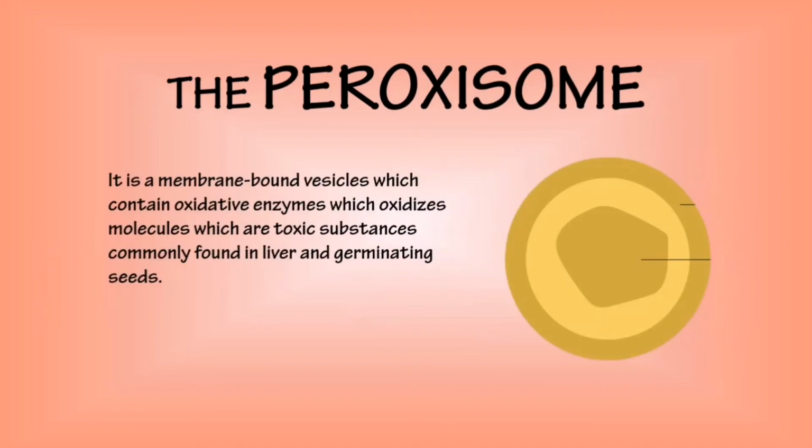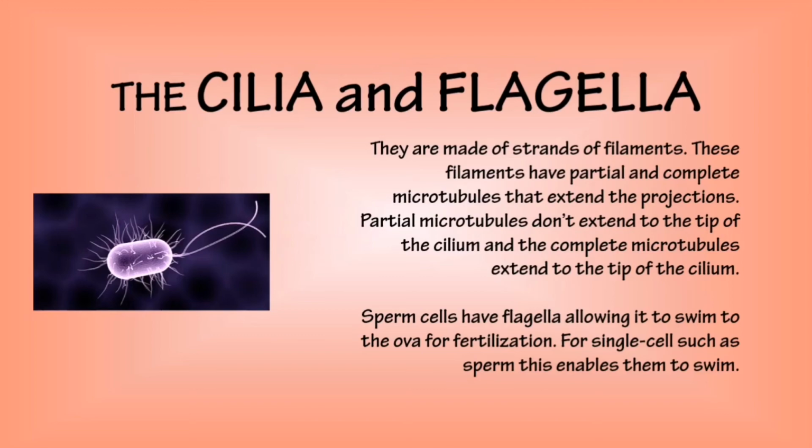Peroxisome. It is a membrane-bound vesicle which contains oxidative enzymes which oxidize molecules, which are toxic substances, commonly found in liver and germinating seeds. The cilia and flagella.